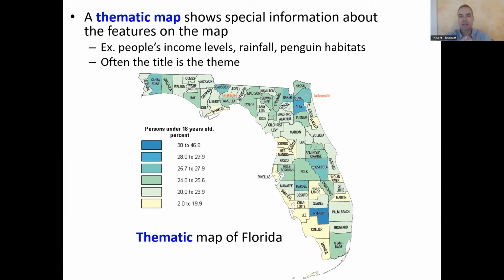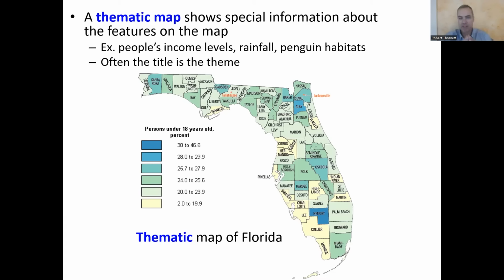By contrast, a thematic map is just like it sounds. It shows some special theme, some special information about the features on the map. So we saw a map of Florida before. It just showed the base data. And to be clear, thematic maps can also show base data too. You still might see cities and rivers and stuff like that. But the difference is that on a thematic map, the base data is just there as a background, like the stage that the theme plays out on. So on a thematic map, the base data is just a background for the theme, the special information.